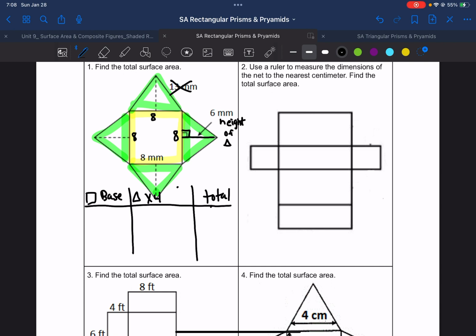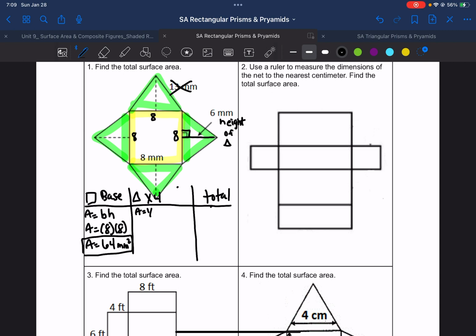So the base formula is area is equal to base times height. Base is 8, height is 8, which is going to be 64 millimeters squared. Okay, I'm done with that piece. I can go ahead and do this because I'm not going to multiply it. All right, now let's do this one right here.